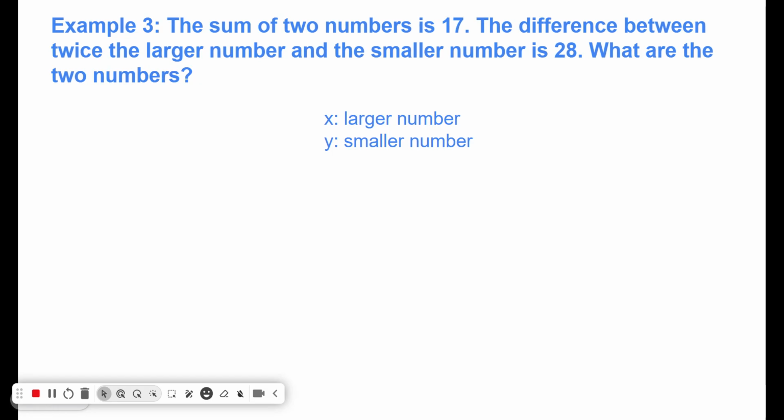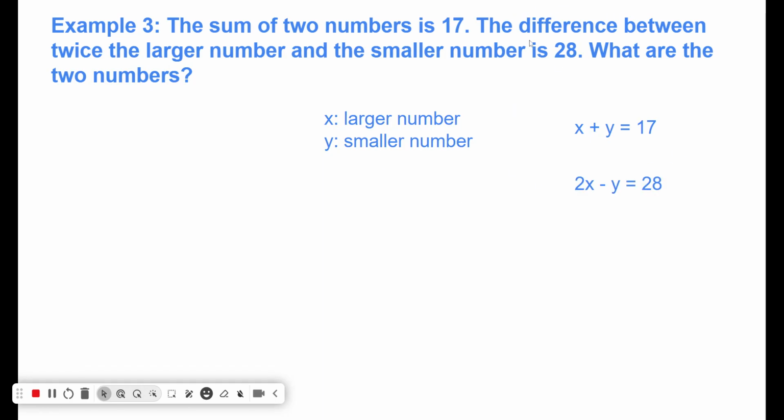I want to have x equal the larger number, and I'm going to have y equal the smaller number. It could be turned around. You could switch that. Either way is up to you. It just needs to stay consistent. For my first equation, I see here the sum of two numbers is 17. So if I add x and y, that's what sum is, it's going to equal 17.